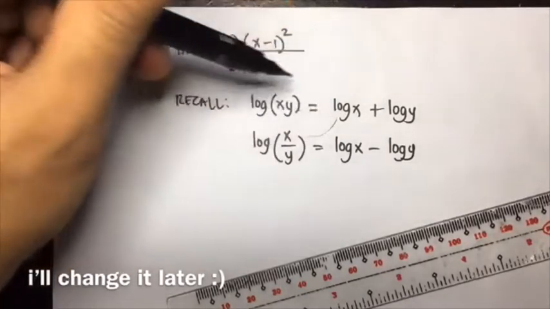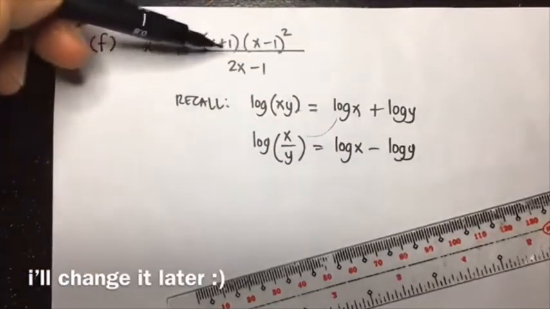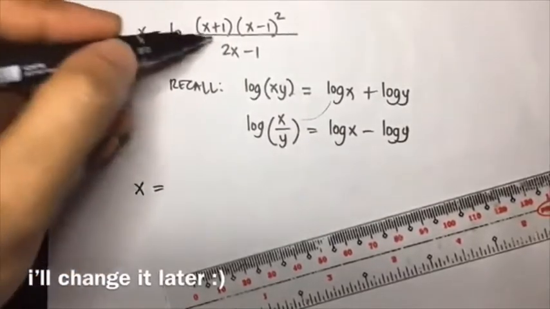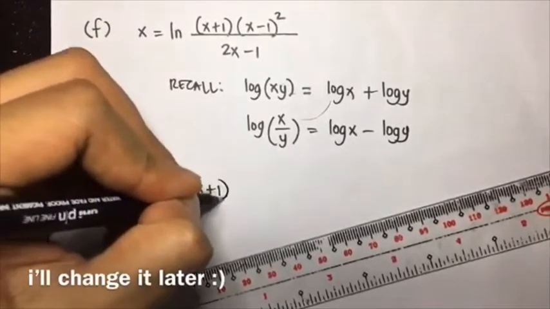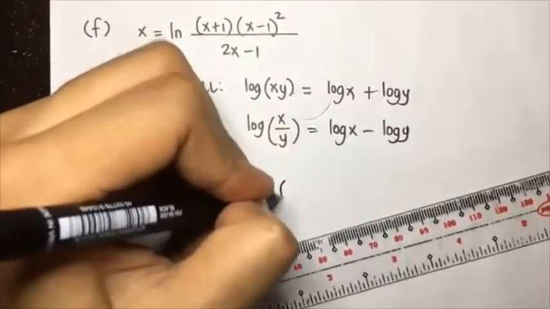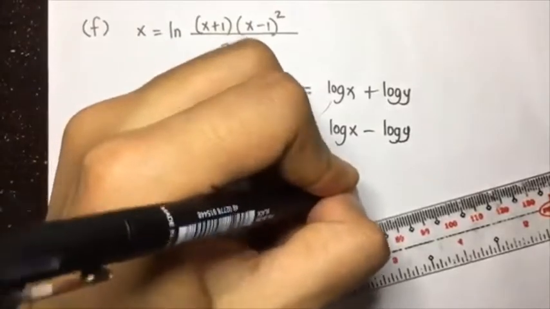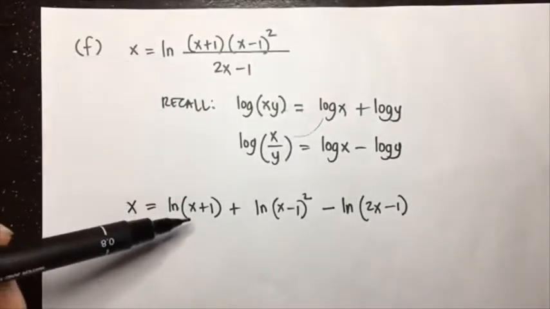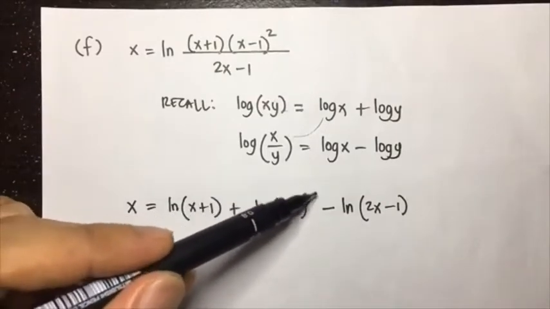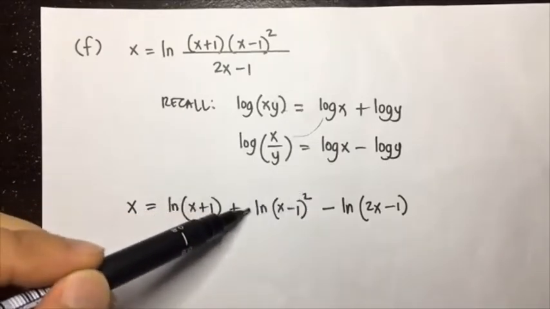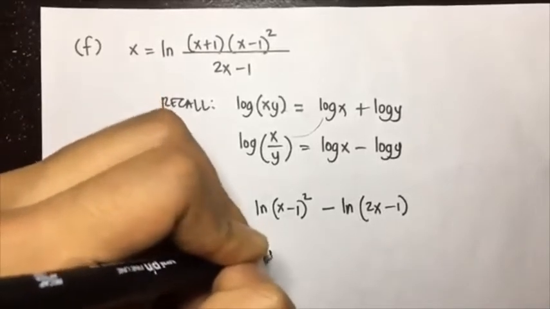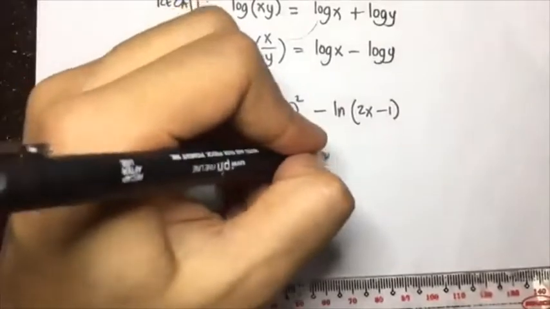Applying this property here, you have a product and then a quotient. When we have a product, it's addition. When we have a quotient, it's subtraction. So if we simplify it, it will become ln of x plus 1 plus ln of x minus 1 squared, and then the denominator, minus ln of 2x minus 1. Next, we have an exponent here, so we can transfer that to the coefficient side. So x is equal to ln of x plus 1 plus 2 ln of x minus 1 minus ln of 2x minus 1.